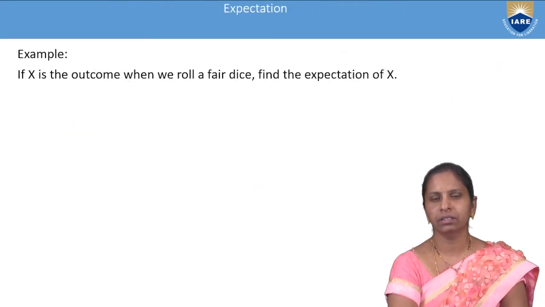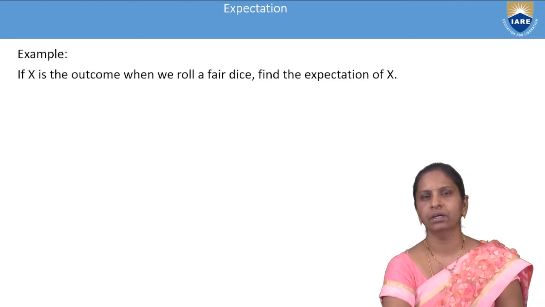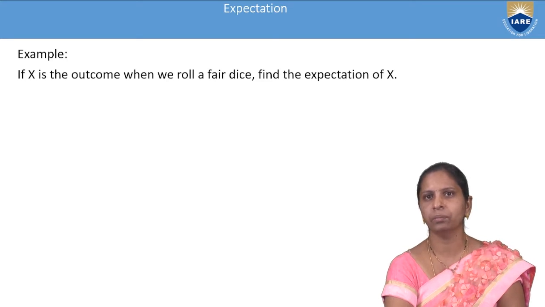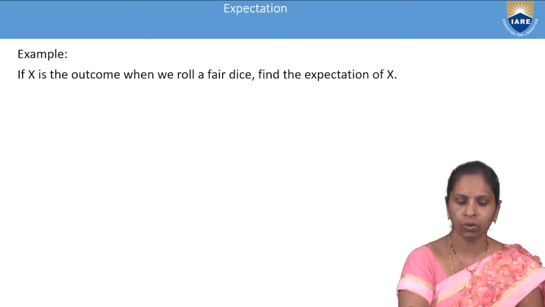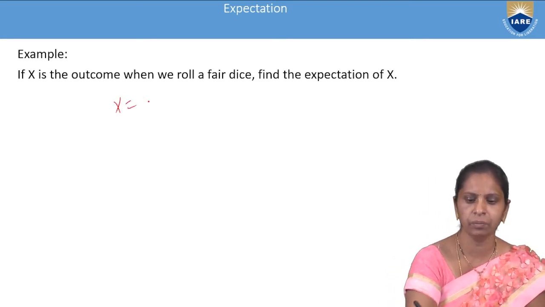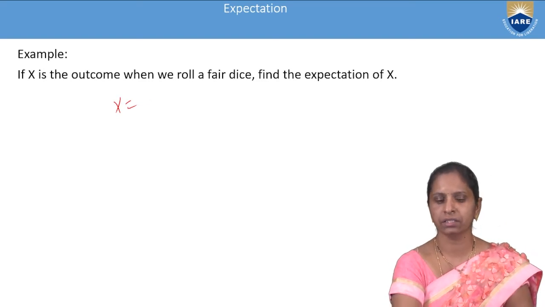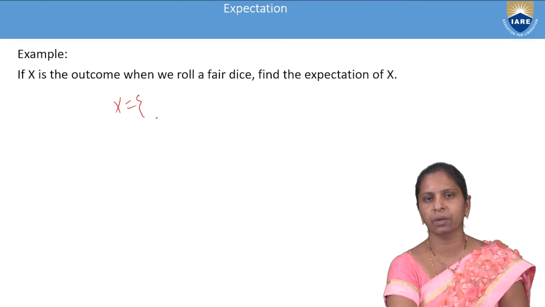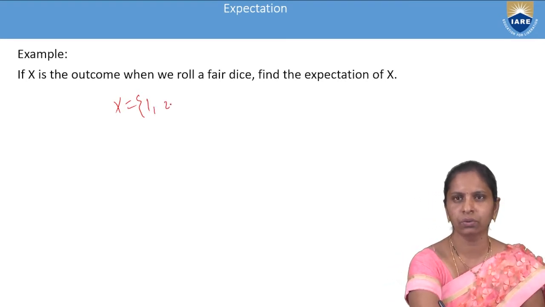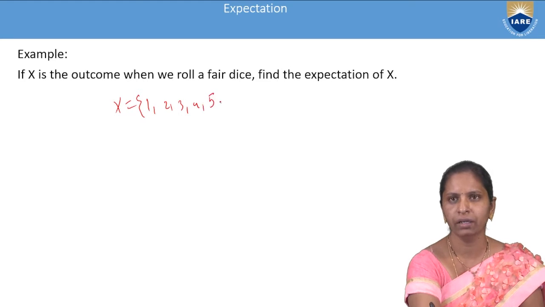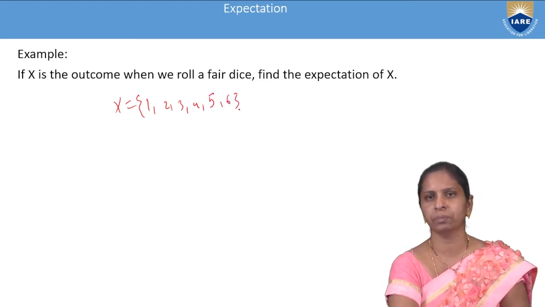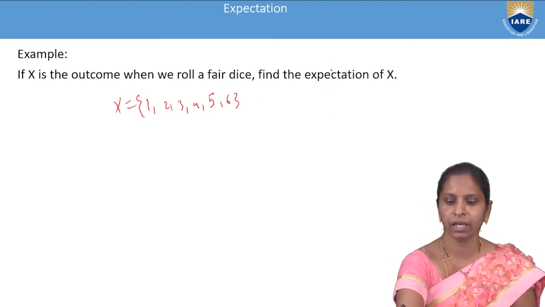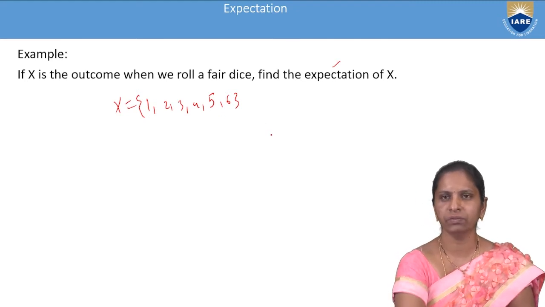Now let us see how to calculate the expectation of a discrete random variable by seeing an example. If x is the outcome when we roll a fair dice, find the expectation of x. What is my random variable here? It is the outcome when we roll a fair dice. The outcomes we are going to get are 1, 2, 3, 4, 5, 6. We have to calculate the expectation of this random variable x.